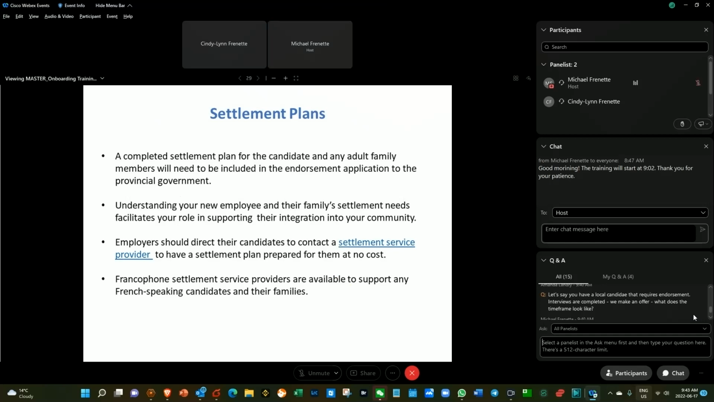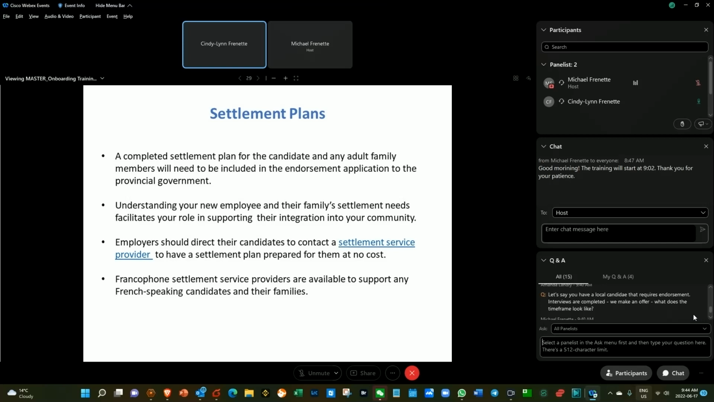Thank you. So a settlement plan is based on an assessment of the newcomer's needs, and it is designed to help inform them of many aspects of settling in Canada. It will provide details on how and where they can find the services and support they may need. Once you have identified a candidate and made a job offer, you will want to direct them to get a settlement plan as part of the endorsement stage.